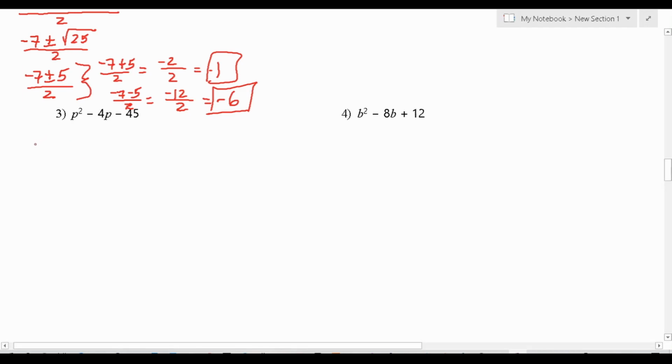Again, we're using the variable p, and we're given the equation p squared minus 4p minus 45. So we know the solution is going to look like this, (p)(p).